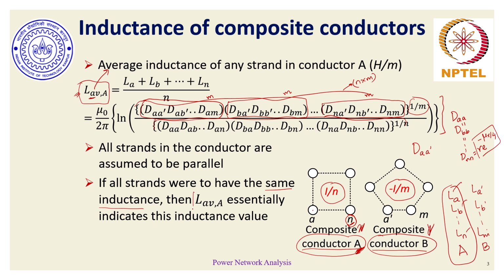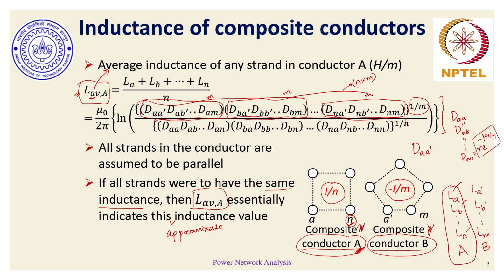So L_AV,A would indicate this approximate inductance value which would be common to all strands in composite conductor A. A similar expression could also be written for a particular strand in composite conductor B, and then its average could be taken. Since these strands are of similar material and similar type, their inductances would be the same, and then L_AV,B would indicate the corresponding inductance of every strand in composite conductor B.